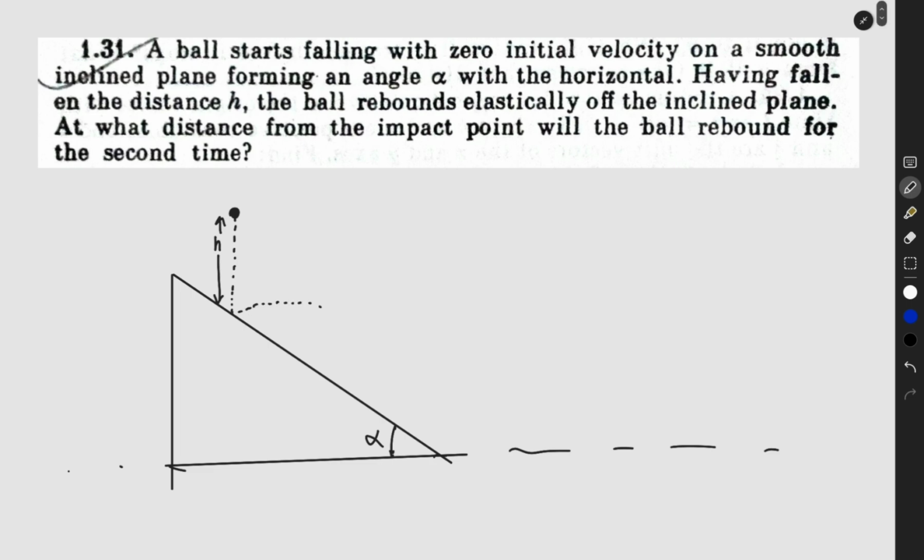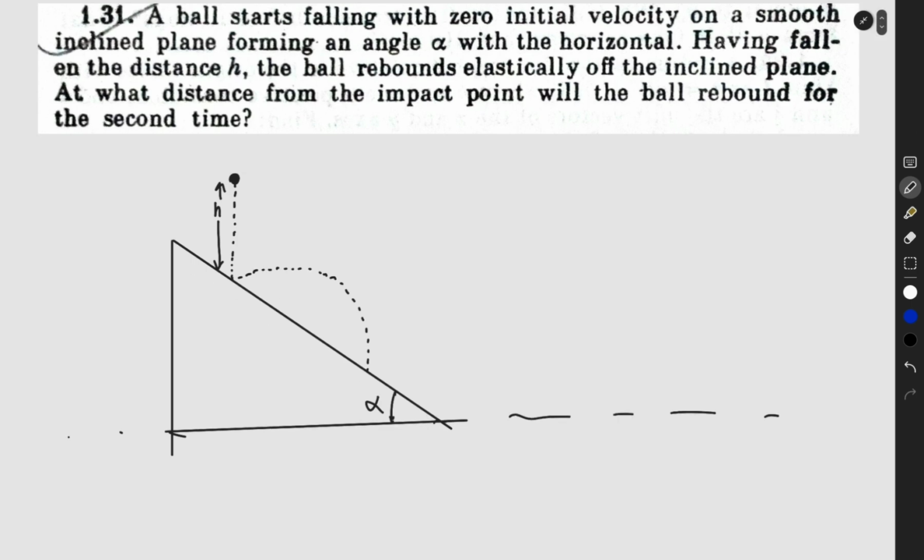Now rebounding elastically, it means that it maintains its angle of incidence. So the angle with which it hits the inclined plane is same as the angle with which it leaves the inclined plane. So there we go. And also the velocity with which it hits the inclined plane is same as the velocity with which it leaves the inclined plane. So this is kind of the trajectory that the ball will travel.